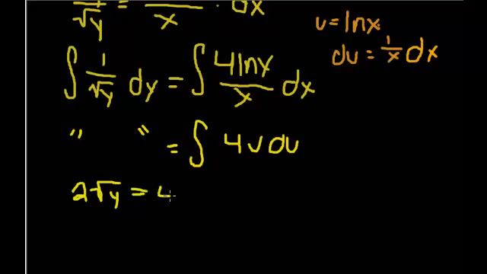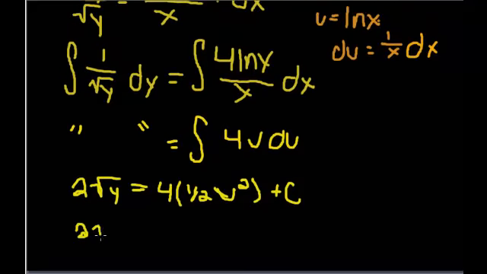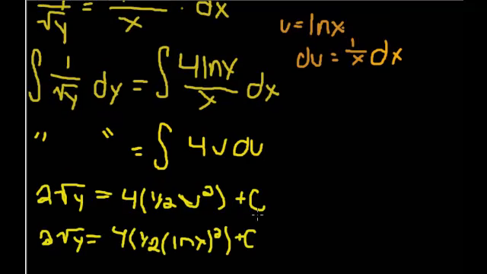Then you have it equal to 4 times 1/2 of u squared, plus c. Sorry, my handwriting is just awesome with the mouse. So basically, this is what the equation is.